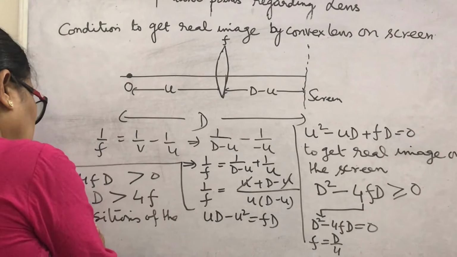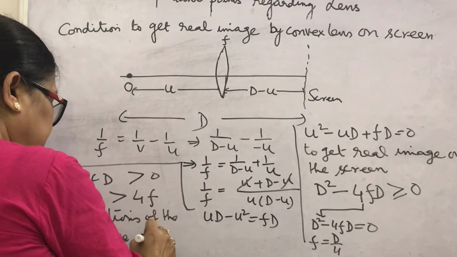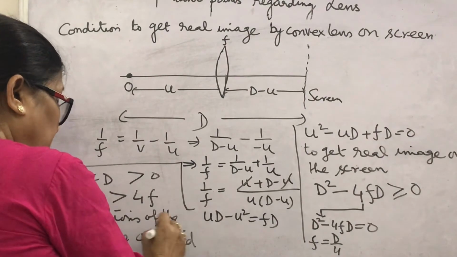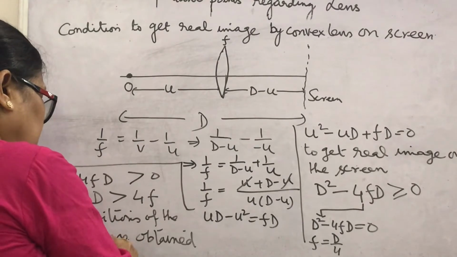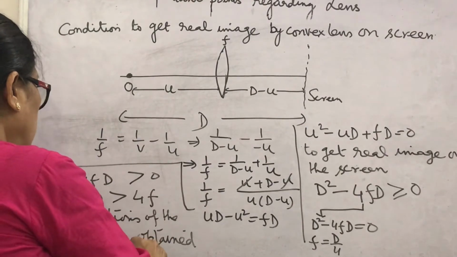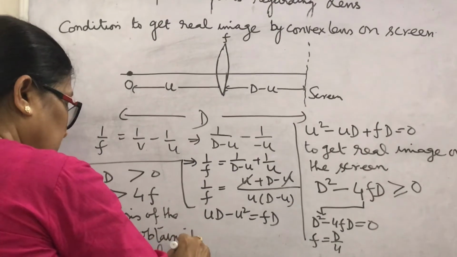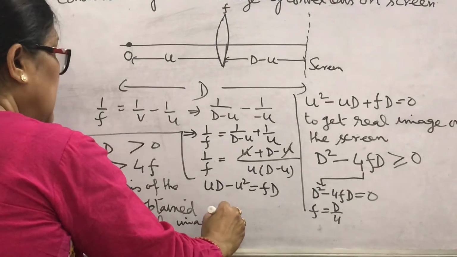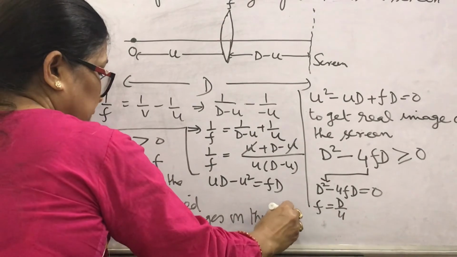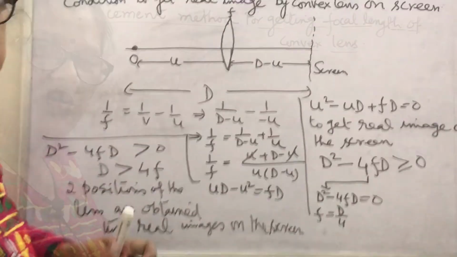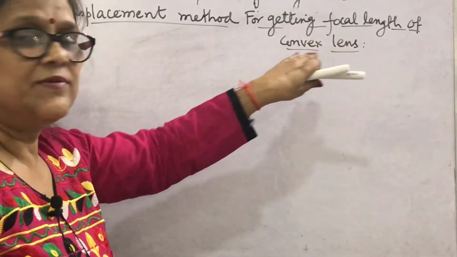of the convex lens are obtained by displacing it from one position to another to get two real images on the screen. So this is the condition. What is the displacement method? I am going to discuss the displacement method for obtaining the focal length of a convex lens.